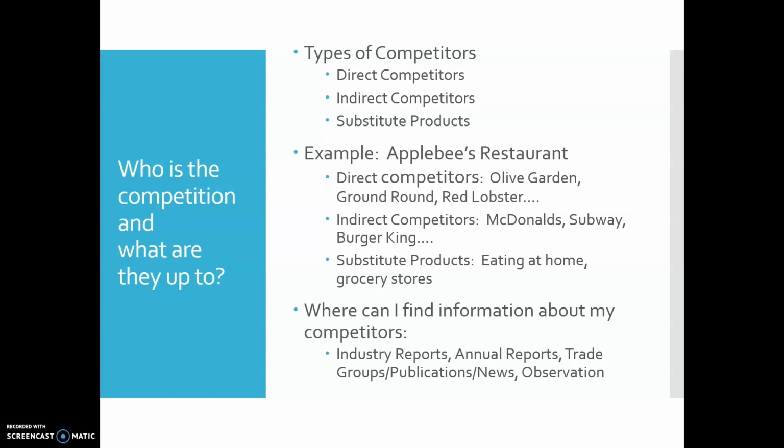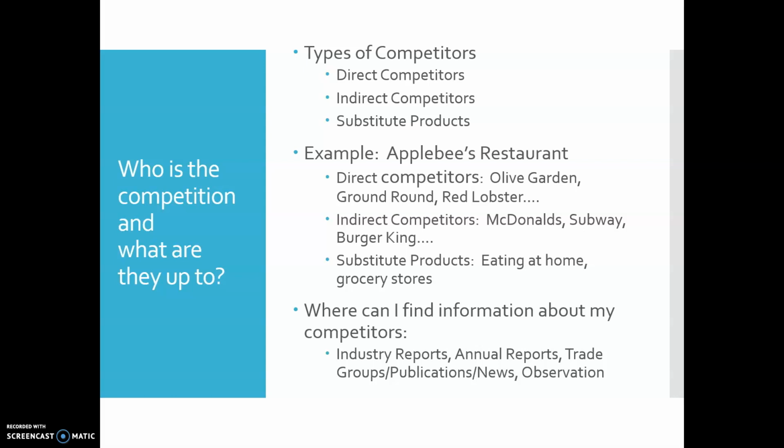So for example, I like this example of Applebee's. Their direct competitors are Olive Garden, Red Lobster, other American-ish sit-down restaurants. But as a consumer who goes out to eat, maybe I'm strapped on time, so I might decide to go to an indirect competitor, such as McDonald's, Subway, Burger King. Or I may just choose to eat at home. So then grocery stores would be a substitute.